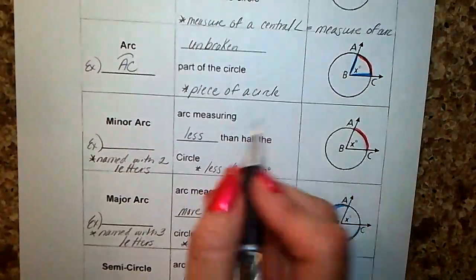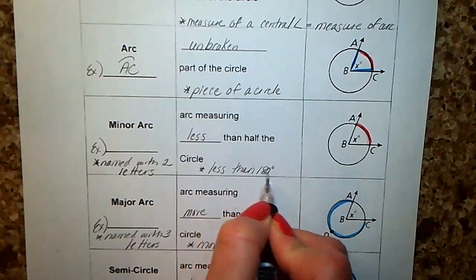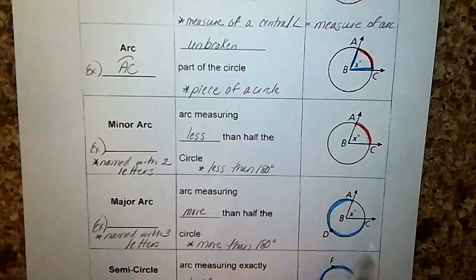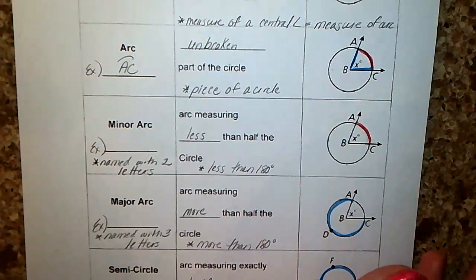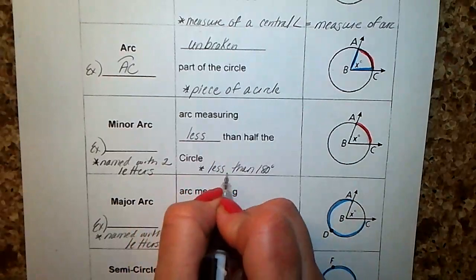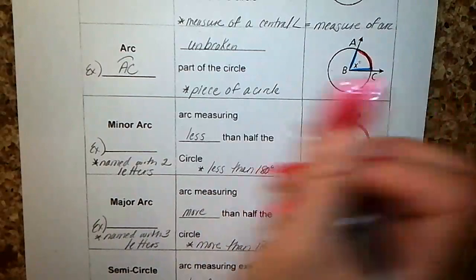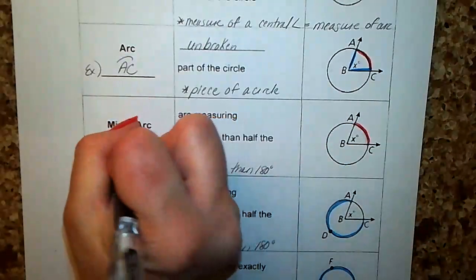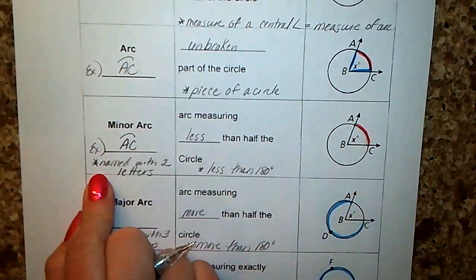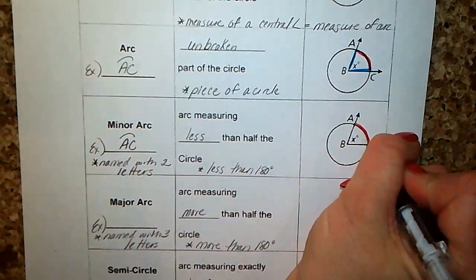Let's talk about the definition of a minor arc. A minor arc is an arc measuring less than half the circle, so it's less than 180. We said that circles have 360 degrees, so if I cut a circle in half, that's 180 degrees on each side. Less than 180 would be less than half the circle. In this case, A to C is considered a minor arc. Minor arcs are always named with two letters.